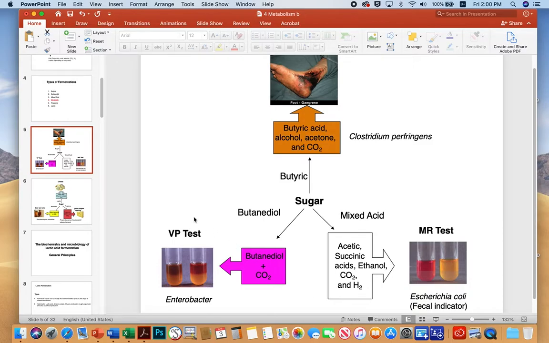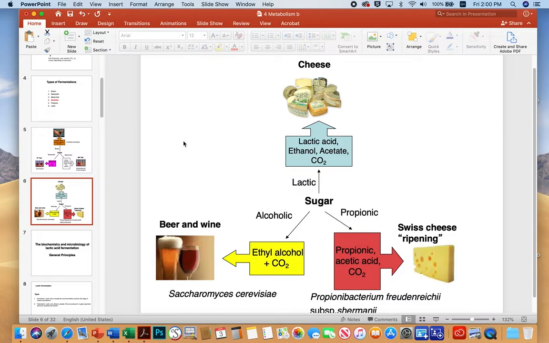I just wanted to put it in there to give you some context. More important to food microbiology and wine microbiology is this slide. Here you see a central sugar, with microbes undergoing lactic fermentation and producing lactic acid, ethanol, acetate, and CO2, which can produce the variety of cheeses we're used to seeing, or yogurt, or a variety of things.